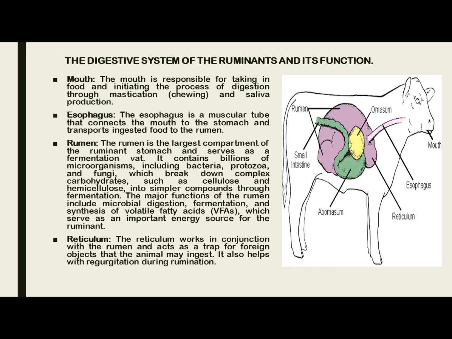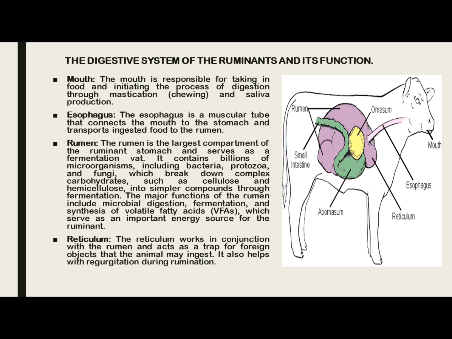The digestive system of the ruminants and its function. Mouth. The mouth is responsible for taking in food and initiating the process of digestion through mastication or chewing and saliva production. Esophagus. The esophagus is a muscular tube that connects the mouth to the stomach and transports ingested food to the rumen. Rumen. The rumen is the largest compartment of the ruminant stomach.